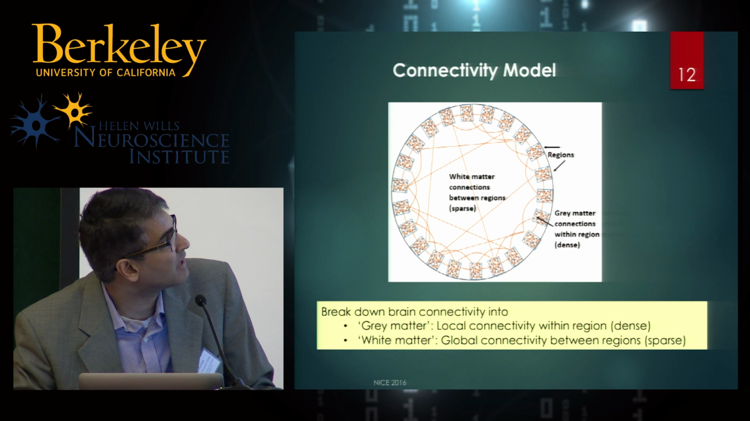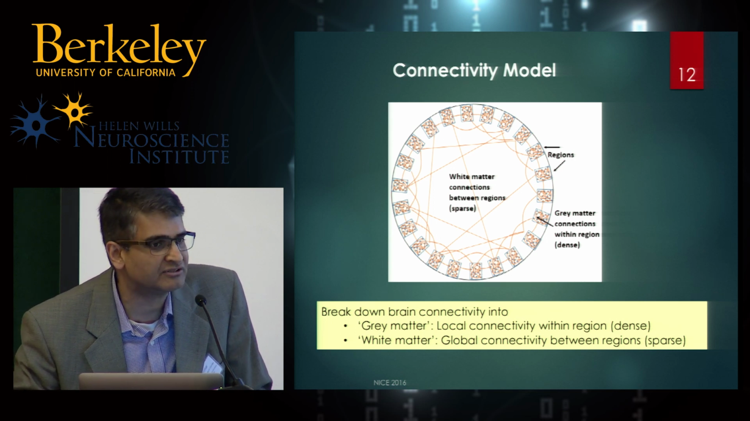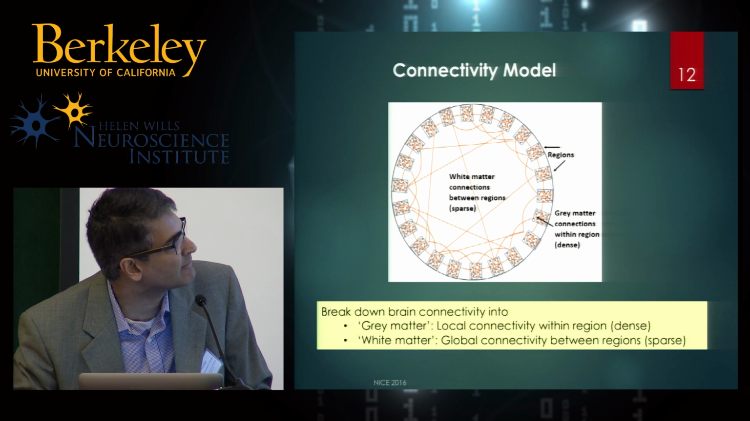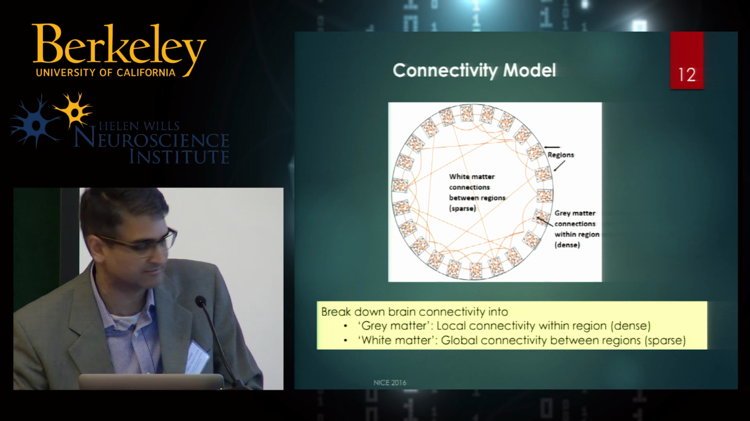So the connectivity model that we came up with looks something like this. It consists of regions which have gray matter, very dense connections within them, and then between these regions, we have white matter connections, which are much sparser. So the gray matter, again, corresponds to this local connectivity within a region. White matter is global connectivity between regions.